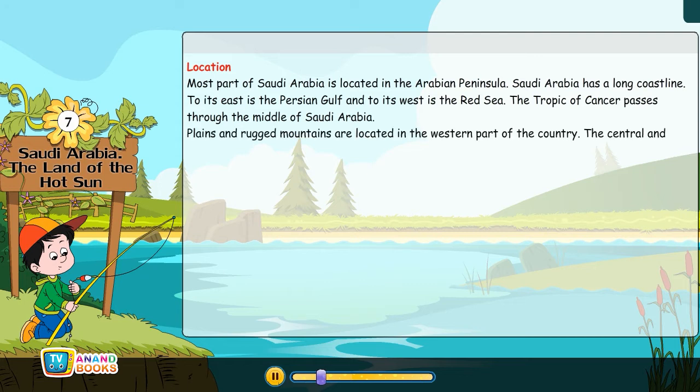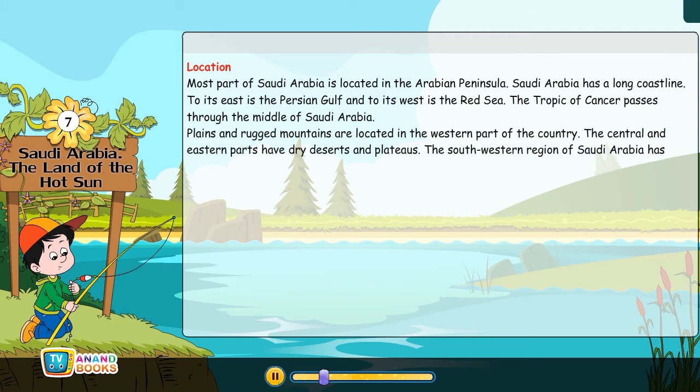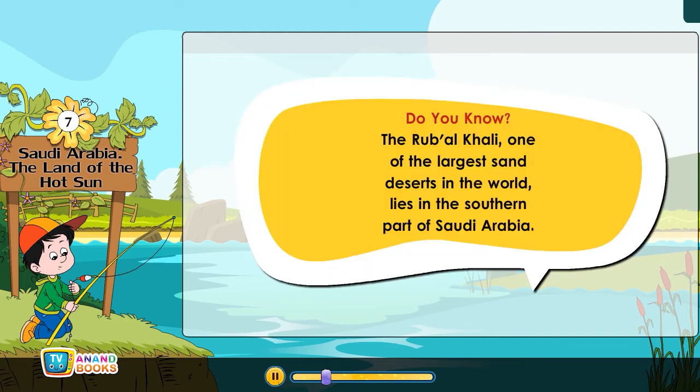Plains and rugged mountains are located in the western part of the country. The central and eastern parts have dry deserts and plateaus. The southwestern region of Saudi Arabia has mountains and is known for its fresh climate. Do you know? The Rub al Khali, one of the largest sand deserts in the world, lies in the southern part of Saudi Arabia.